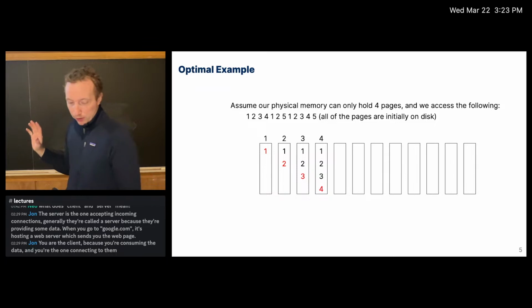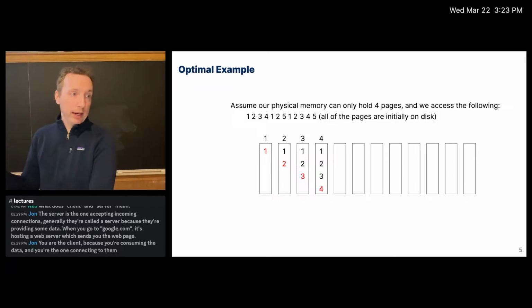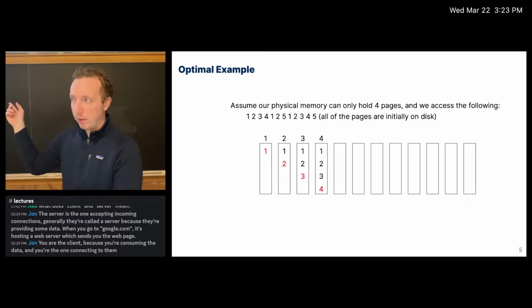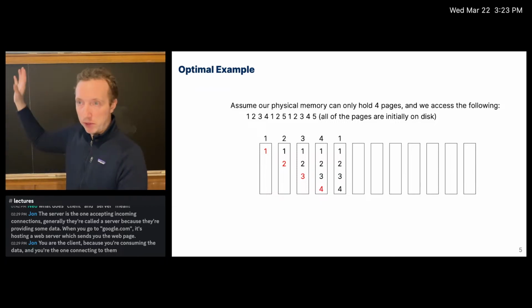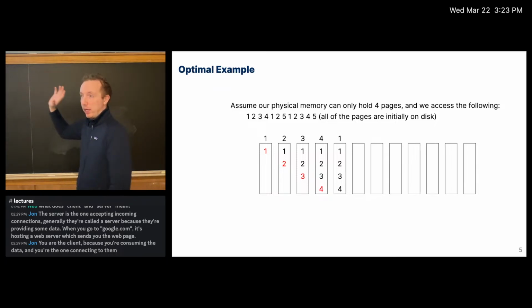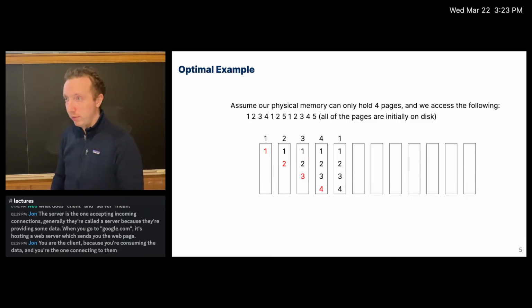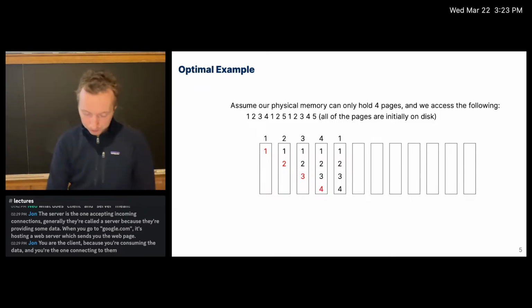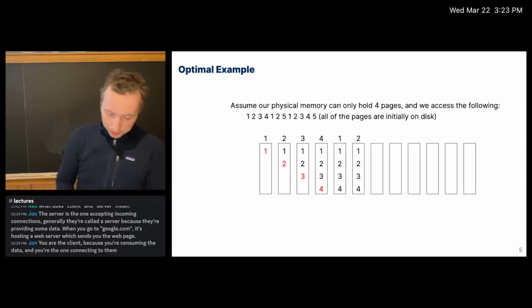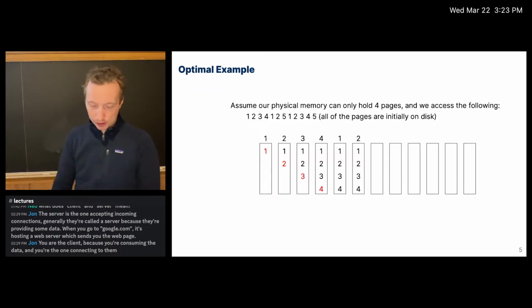Now if I try to access page 1, I don't have to read anything from disk because I already have it in memory. So there's nothing read, no pages in red, because it's already in memory. I don't have to do anything. You could also think of this as a cache hit if you want. The same thing is going to happen for page 2. It's already in memory, no problem there.